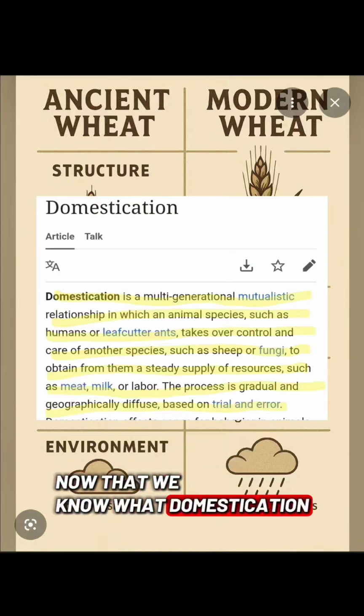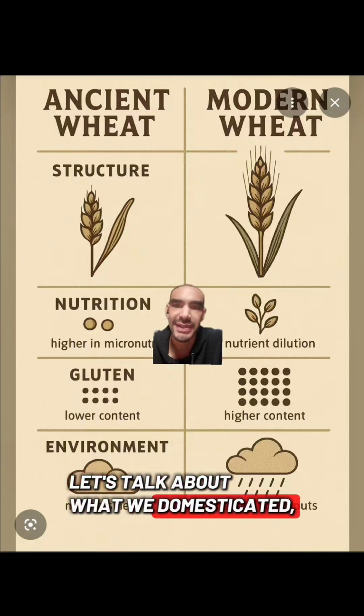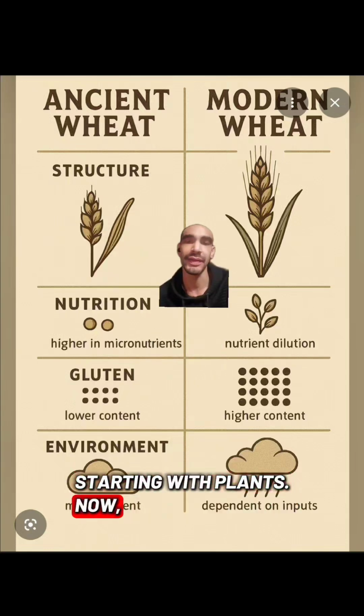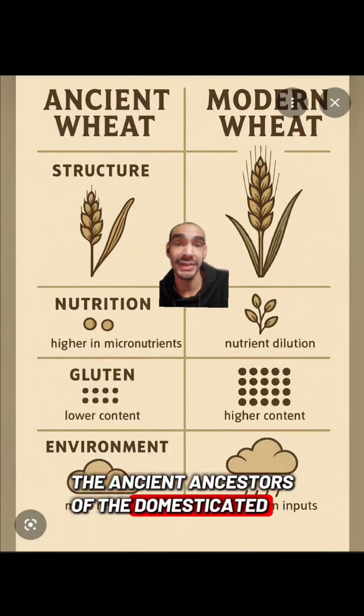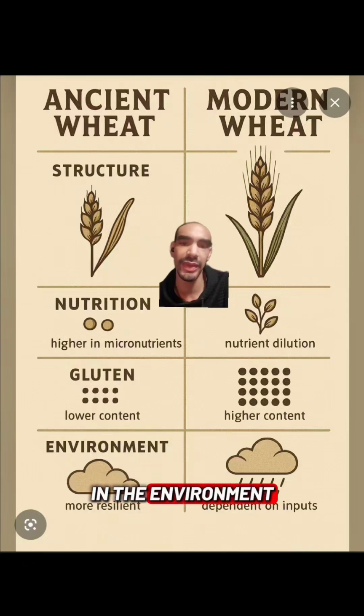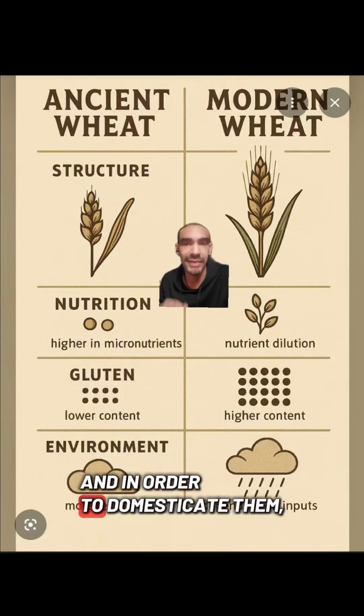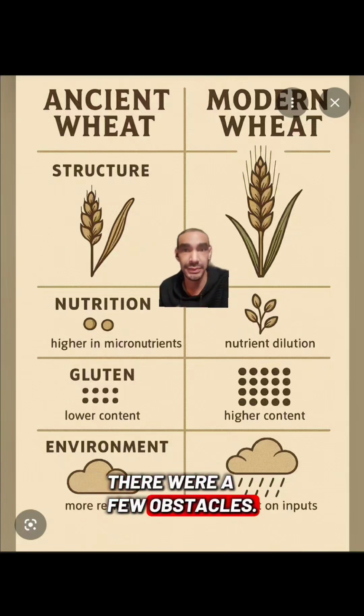Now that we know what domestication is and how weird it is in a lot of ways, let's talk about what we domesticated, starting with plants. Now, the ancient ancestors of the domesticated plants that we use today are still around, and they grow in the environment that a lot of the domesticated forms are grown in today. And in order to domesticate them, there were a few obstacles, big ones.